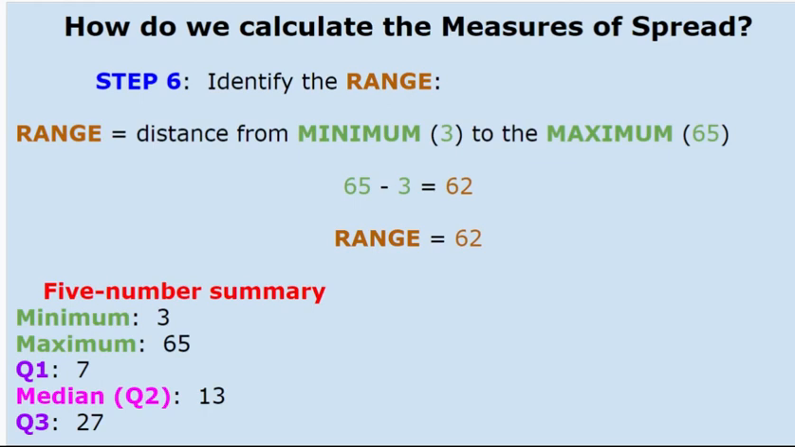Step number 6, identify the range. The range is the distance from the minimum to the maximum. So if the minimum was 3 and the maximum was 65, we subtract 65 minus 3 to get a range of 62. The distance from our lowest number, the minimum, all the way to our highest number, the maximum, is 62.